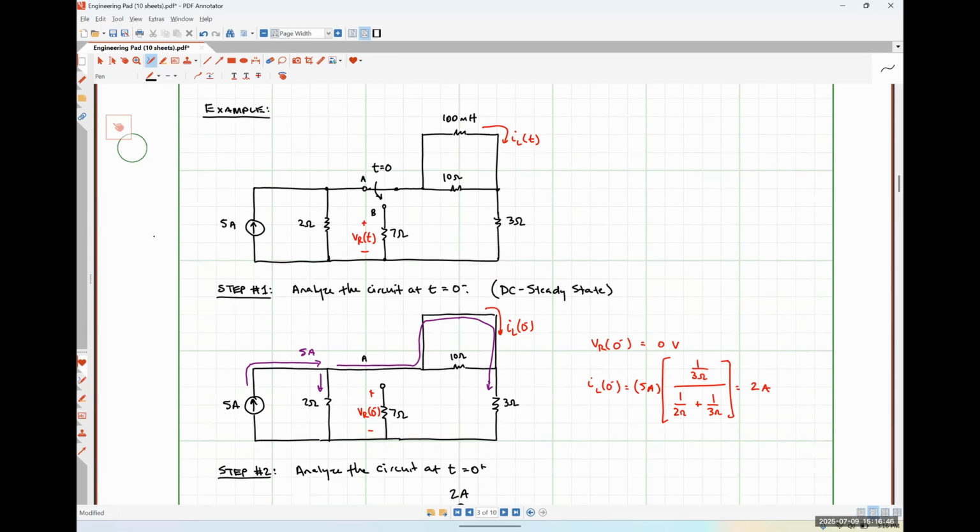100 millihenries. Thank you, Trevor. Absolutely correct. So since there's only one inductor in the whole system, LEQ has to be 100 millihenries. Literally can't be anything else.